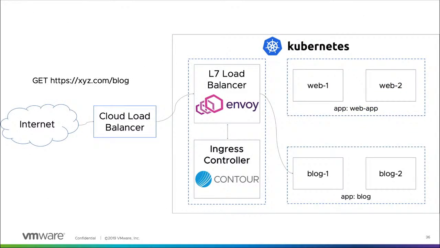So again, this is what it looks like. You have your load balancer resource that then talks to your Envoy proxy, Contour is your controller for it, and then it knows exactly how to get to your endpoint.